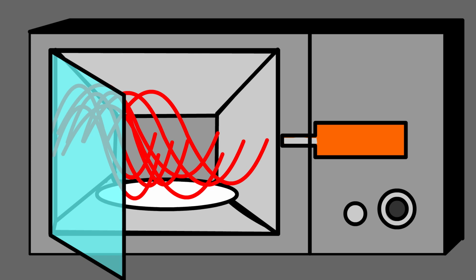Microwave ovens heat food by directing microwaves, which are electromagnetic waves, onto them. Now let's examine how these microwaves are generated, how they heat food, and why microwaves are used. Microwaves are produced by a special device called a magnetron.